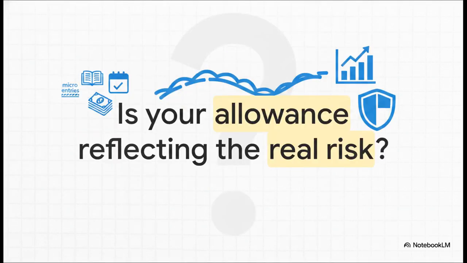So as we wrap up this explainer, I want you to ask yourself a question. How closely are your daily journal entries communicating with your macro-level risk reporting? If a routine bounce check suddenly turns into a 90-day aging problem for your absolute biggest client, is your allowance accurately reflecting that real risk? Or are your micro entries totally disconnected from your macro management? Think about that bridge between the daily details and the big picture.